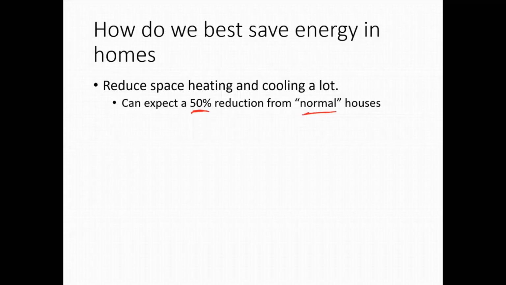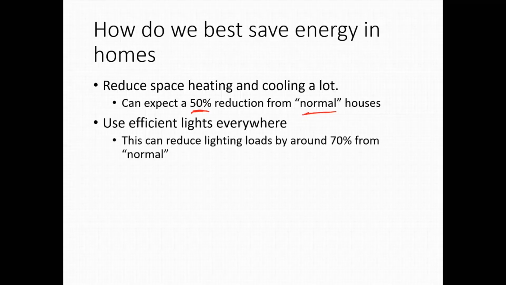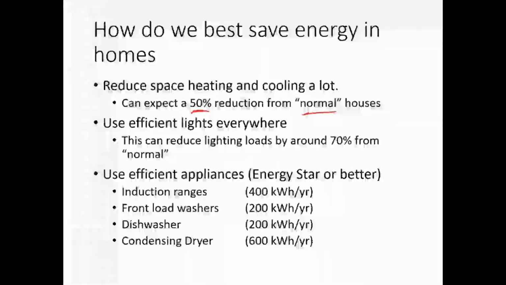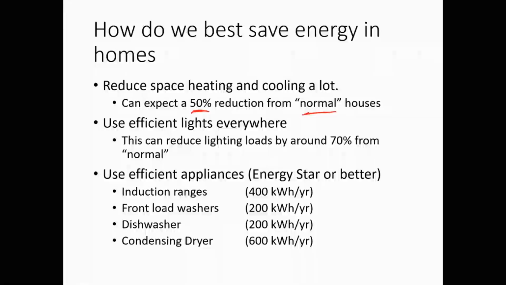We can also use efficient lights everywhere. This can reduce your lighting loads by around 70% from normal. This costs a lot of money though. You go from incandescents to LEDs. The cost of LEDs is coming down some, but they're still not super cheap. And then we can use efficient appliances, Energy Star or better.